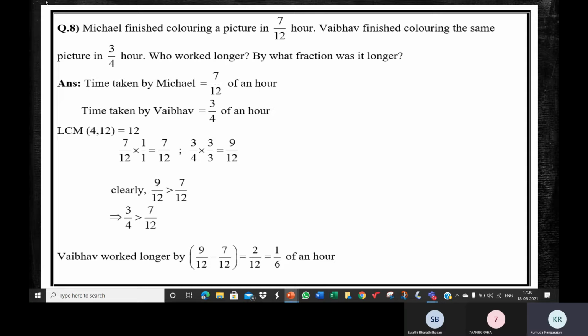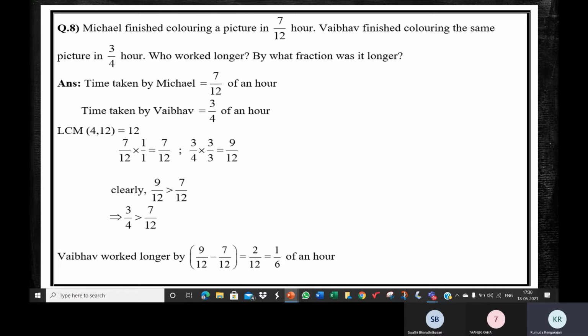So let's find the actual time taken by Michael and Vaibhav. These are the two characters in the question, Michael and Vaibhav. Michael colors the picture in 7/12 of an hour, and Vaibhav takes 3/4 of an hour.